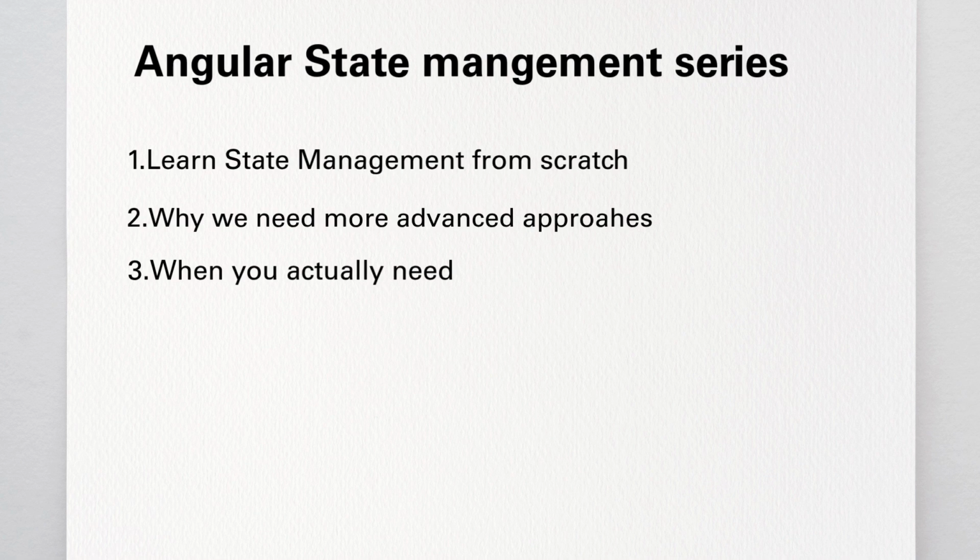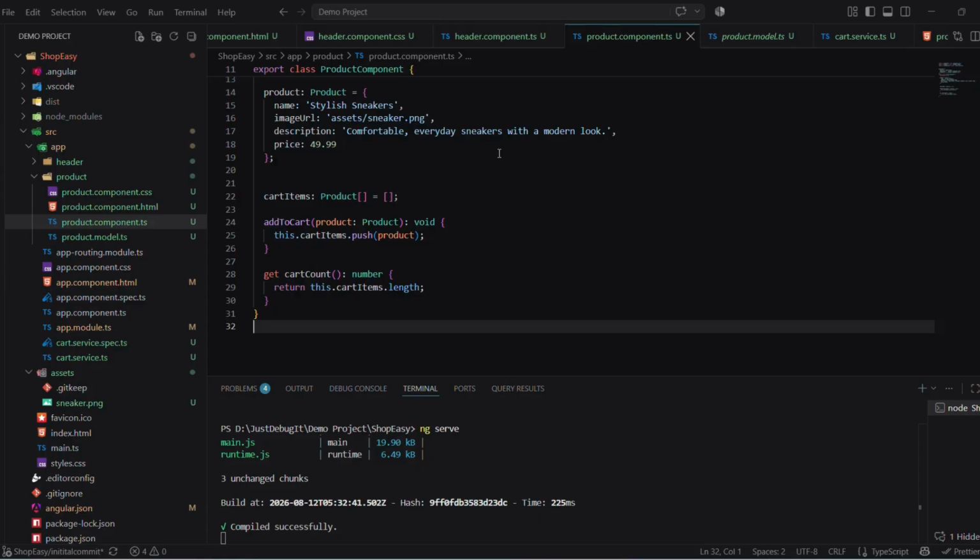By the end of this series, you will understand how we got from a simple Angular service to more structured solutions like NgRx, and more importantly, when you actually need them. So let's start with the simplest approach, that is Angular service, and we are going to build it using actual Angular code. So I have created this basic e-commerce application called ShopEasy and added this product component.